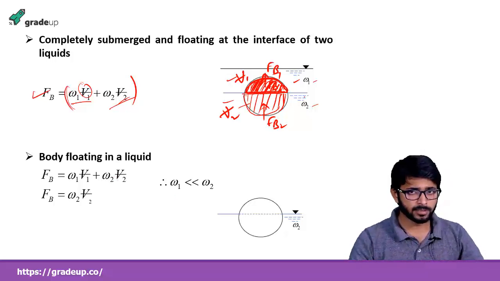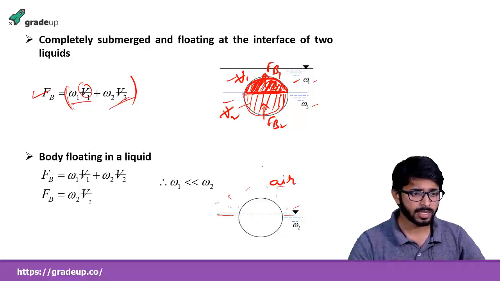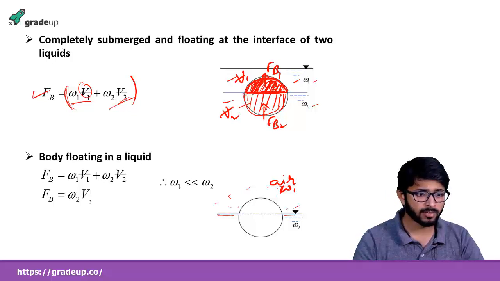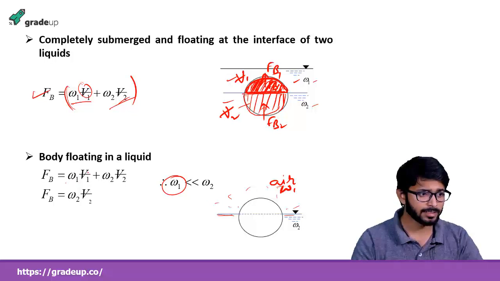Now this is another case. Say the body is now floating on a fluid having specific weight omega 2, and it is surrounded by air, say air having specific weight omega 1. Obviously air is a fluid, so it also has a specific weight. Whenever a body is floating, we can consider that it is lying at the interface between a liquid and air. But we know that omega 1 is very much less than omega 2. The specific weight of air is very much less than the specific weight of the liquid, so we can neglect this term.